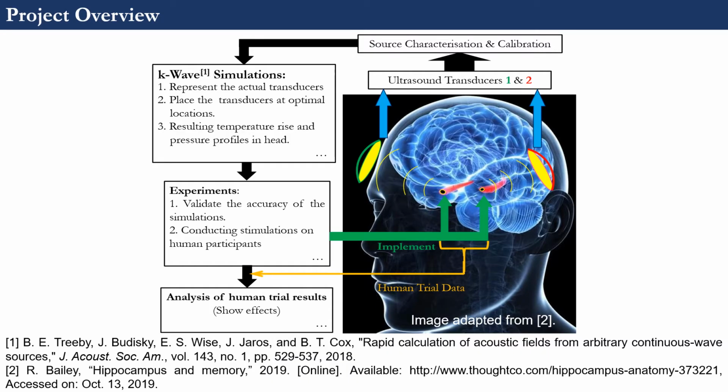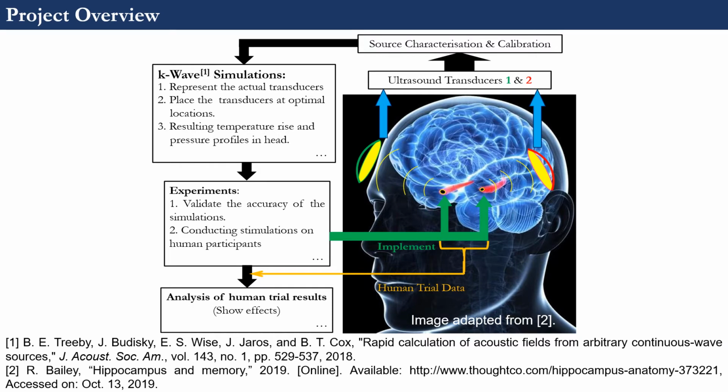Here is an overview of the project. The bilateral hippocampus structures are going to be targeted using two ultrasound transducers simultaneously. The project consists of 3 parts: simulations, experiments, and the analysis of the human trial results.